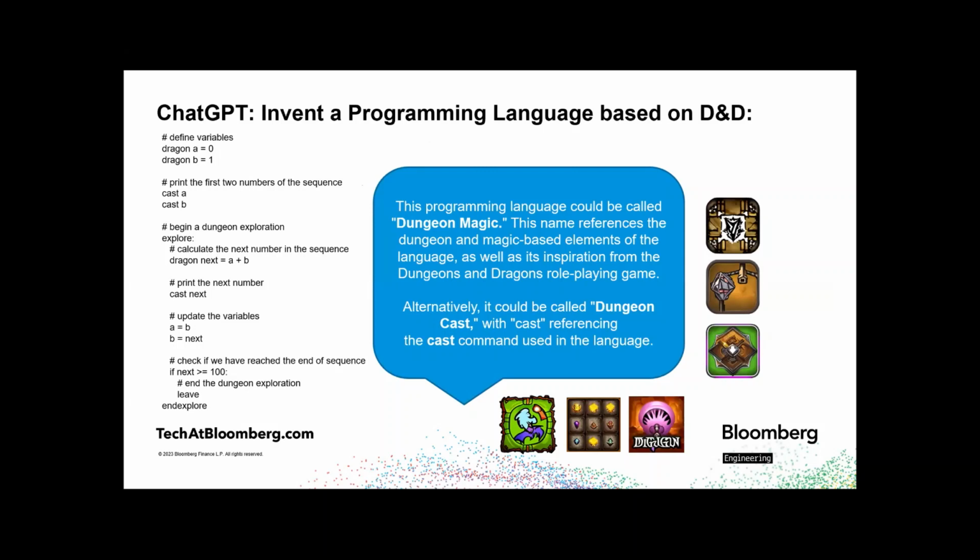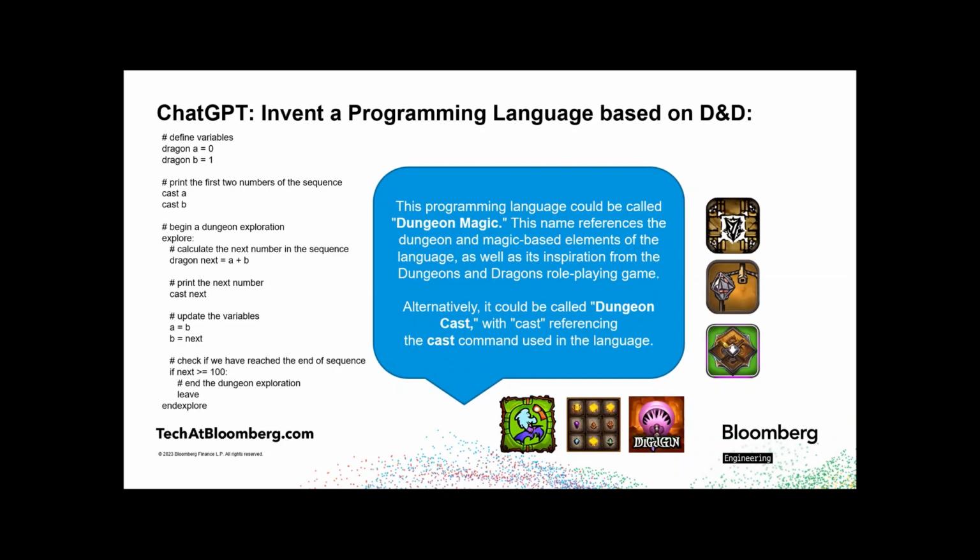And the coup de grace, I asked it to invent a programming language based on Dungeons and Dragons, the game. It came up with this incredible programming language. It even suggested a name for it. It suggested Dungeon Magic, which references the magic-based elements of the language and inspiration from D&D. And it also gave an alternative of Dungeon Cast, referring to the cast method it came up with, which is the print statement. I went with Dungeon Cast because I thought that was perfect. And it's really quite remarkable.